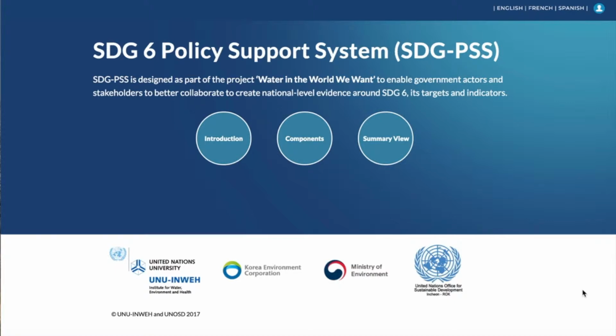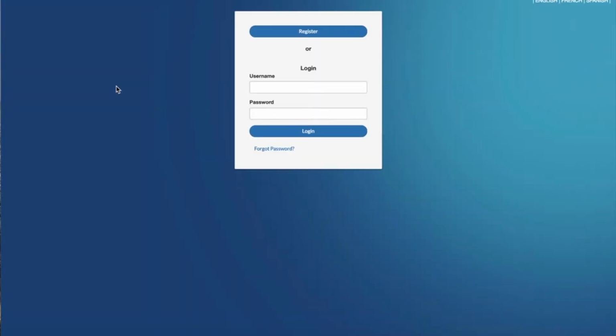So, when you first access the SDG PSS website, you're going to see this screen. So this is the registration screen. I am going to show how to register and log in the system. Users need to pay attention to some details to assure proper access and use of the system.